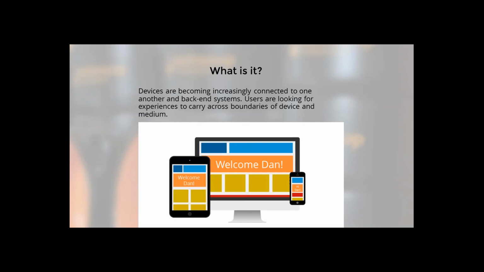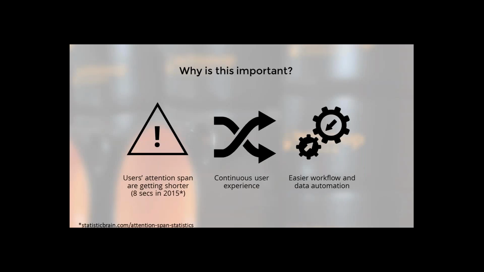And when I say devices, it could also be applications, programs or platforms. Because they're becoming more and more integrated, users are looking for their experience to carry across these boundaries. This means when they go to your site on their desktop or on their mobile device, tablet or phone, they expect the same thing.